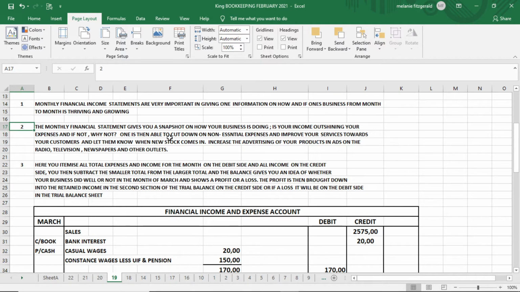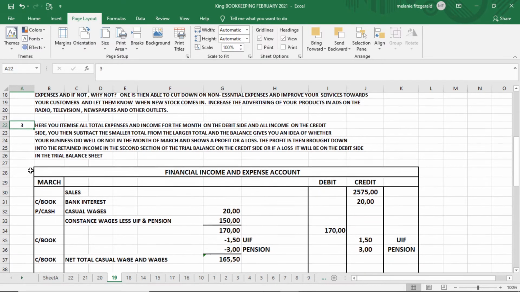You are then able to cut down on non-essential expenses, improve your services towards your customers, and let them know when new stock comes in. Increase the advertising of your products in ads on radio, television, newspaper, and other outlets. That's to improve it, obviously.